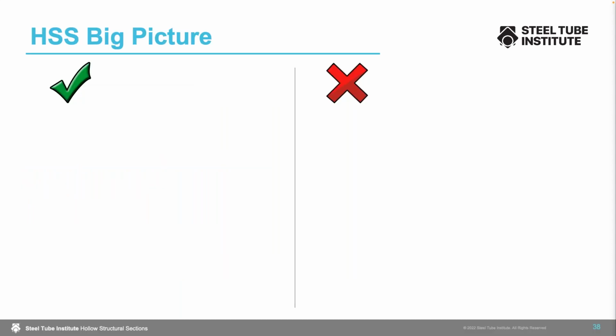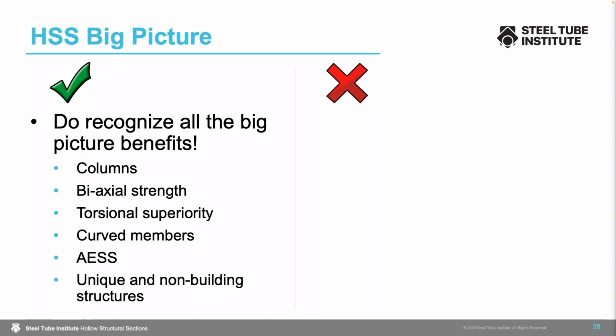So we want to focus on how HSS is beneficial, and there are a lot of benefits. It's excellent for columns. Its biaxial strength makes using HSS for corner columns a must. It has torsional superiority to open sections. It's great for curved members or exposed members in AESS, or architecturally exposed structural steel. And we often see it used in unique and non-building structures because of all of those benefits listed above.